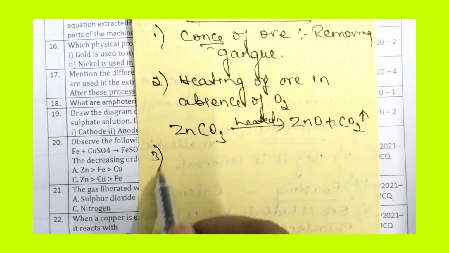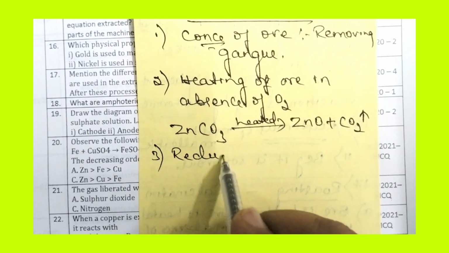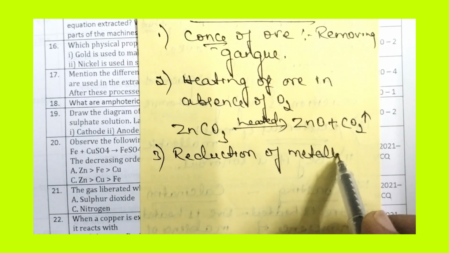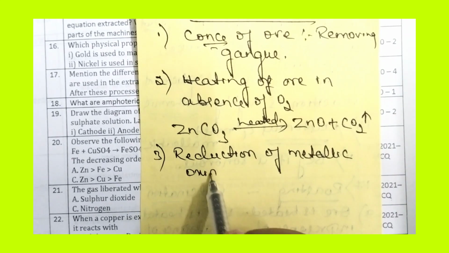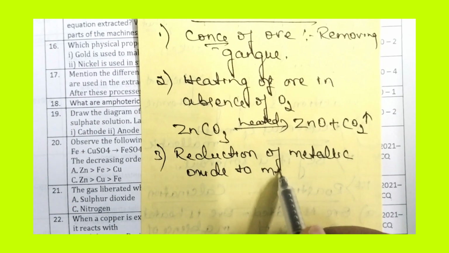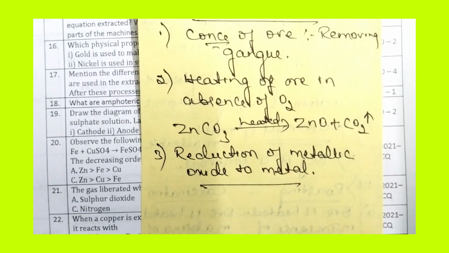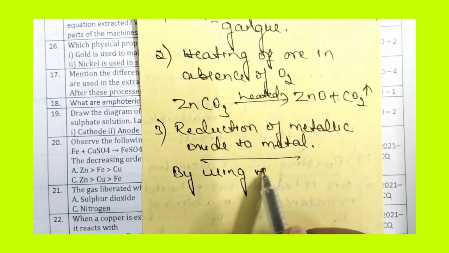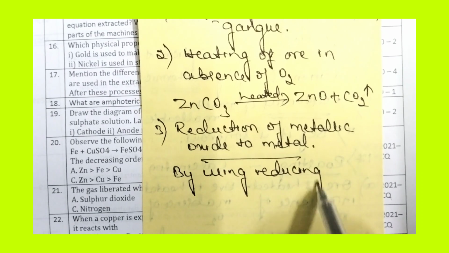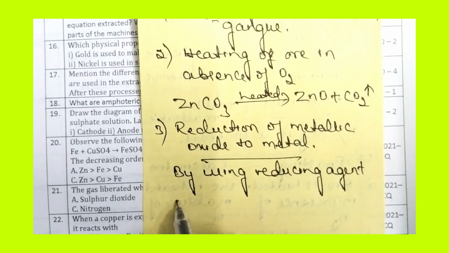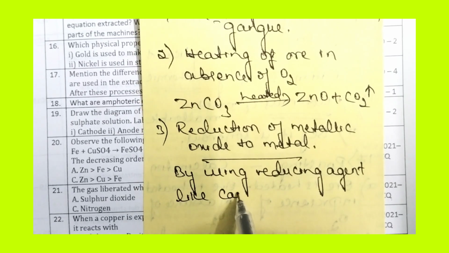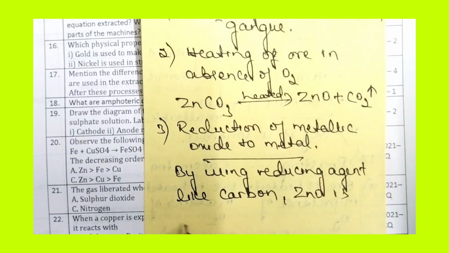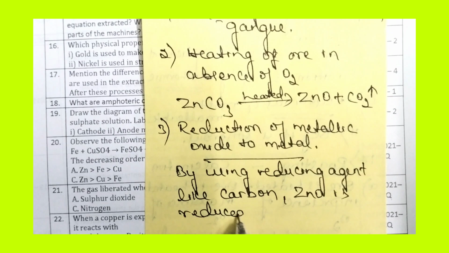The third is reduction of metallic oxide to metal. So if the metallic oxide has to be reduced to metal, that is by using a reducing agent like carbon, zinc oxide is reduced to zinc.